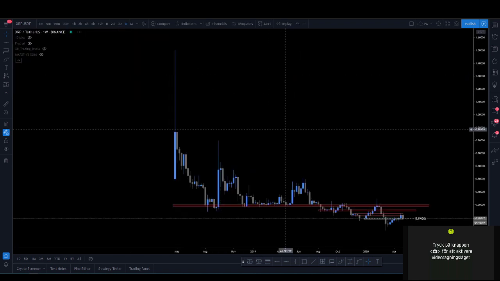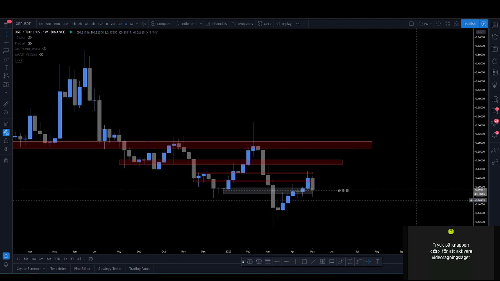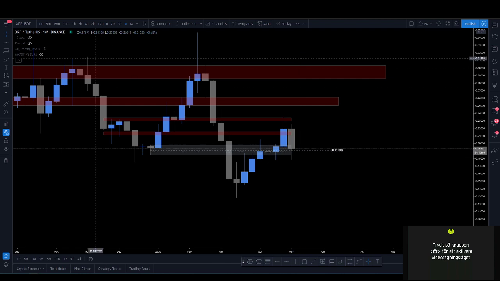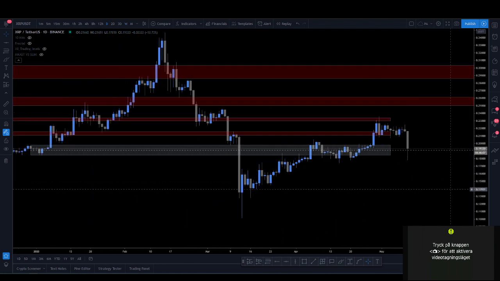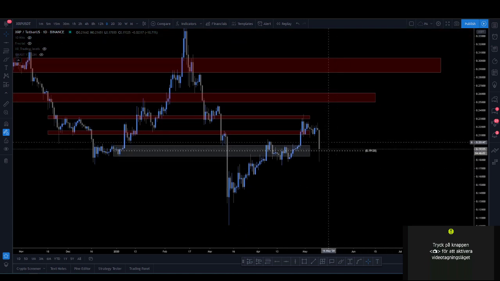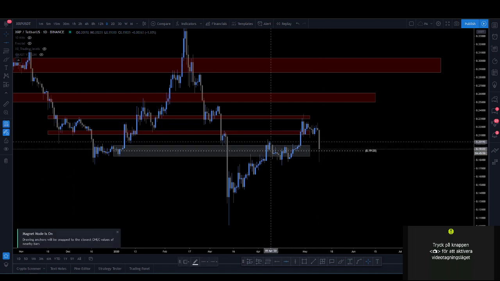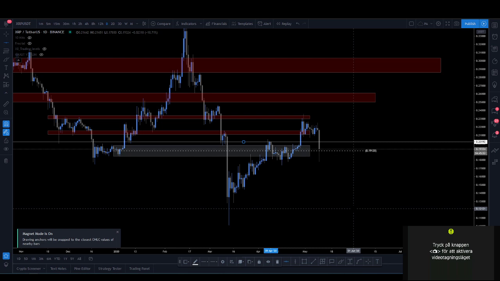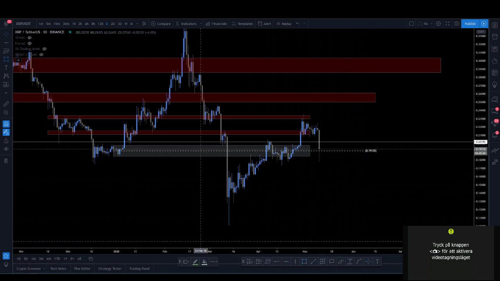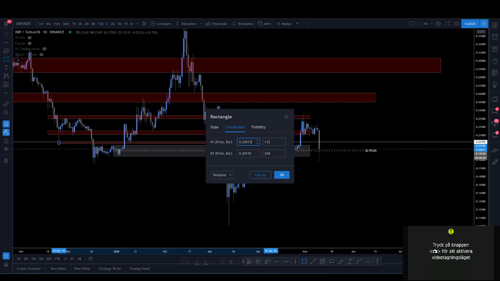XRP USDT. All right, so here we go. This is pretty interesting. We got a weekly bullish order block here, and with this pump we came down and tested the EQ of that order block. So this is interesting. I'm liking this. If we can hold this level, and if we can reclaim 0.2192, let's make this a zone, because I think it makes sense like that.